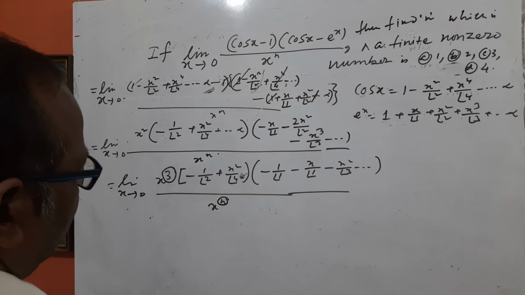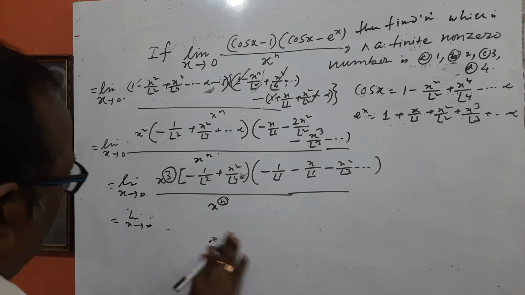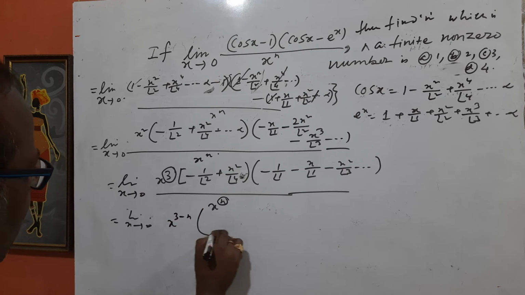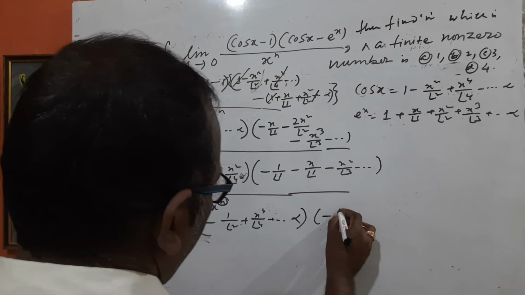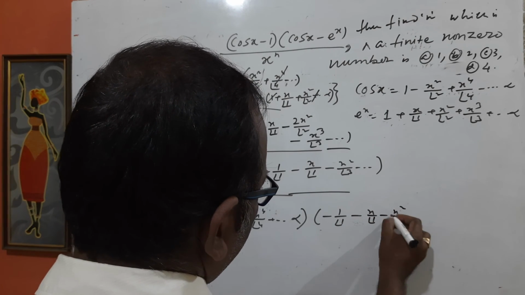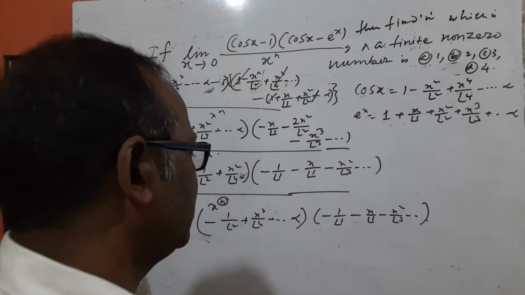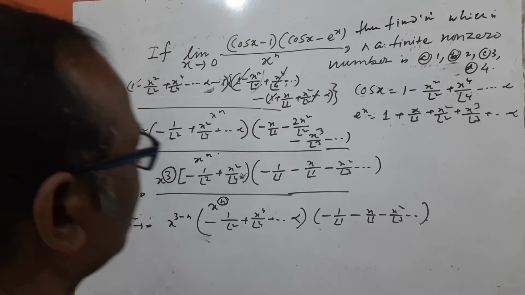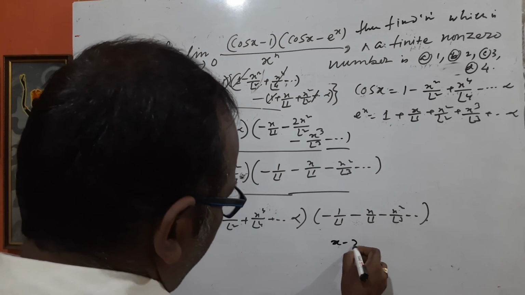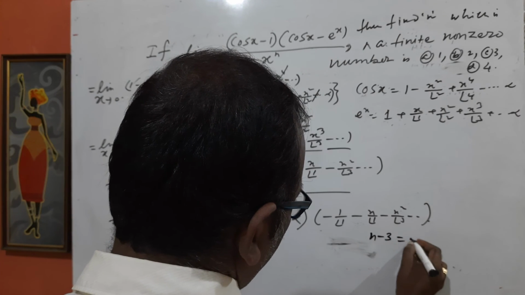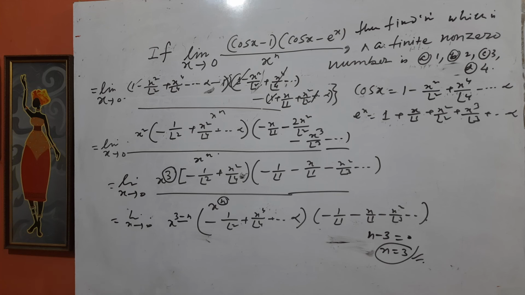So here is n. Now write at the right here 0, and this is x to the power 3 minus n, and that would be minus 1 by factorial 2 plus x to the power 4 by factorial 4, and this is minus 1 by factorial 1 minus x by factorial 1 minus x square by factorial 3 dot dot. So if we put here 0, then we get a real number, and this is n and this is 3. So n minus 3 equal to 0, so n equal to 3, answer is 3.